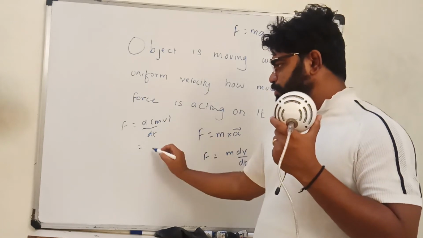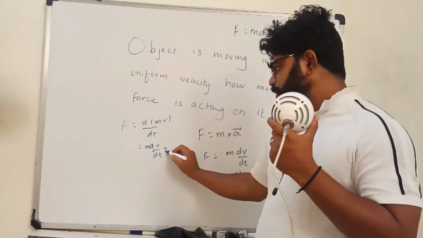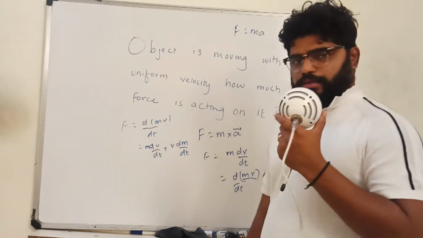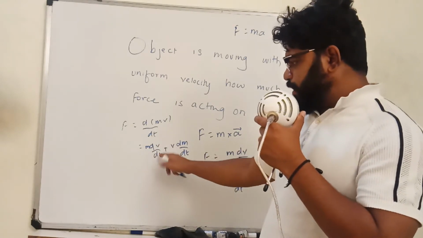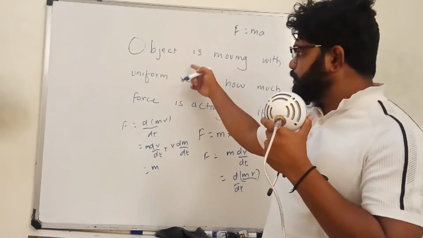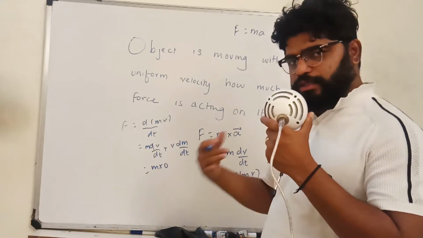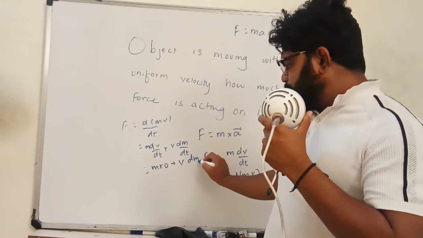Thinking of force in terms of rate of change of momentum, we apply the product rule. It will be m into dv/dt plus v into dm/dt. Now what is m into dv/dt? dv/dt is nothing but acceleration. We know the object is moving with uniform velocity, so the rate of change of velocity is zero, plus v into dm/dt.